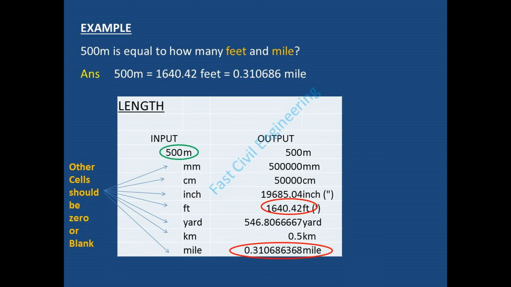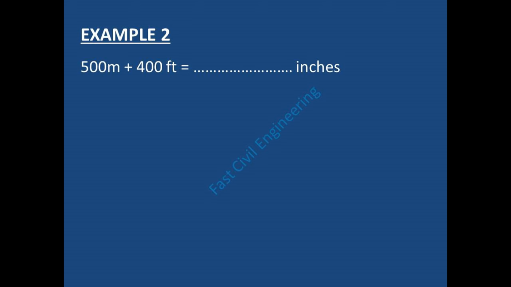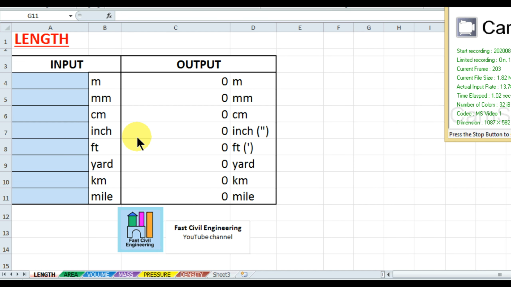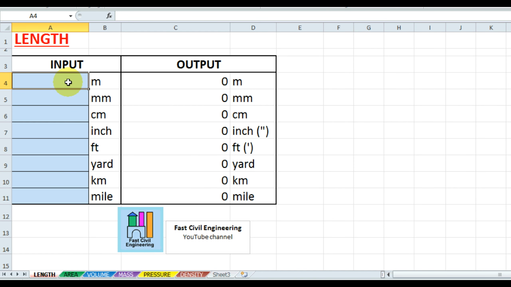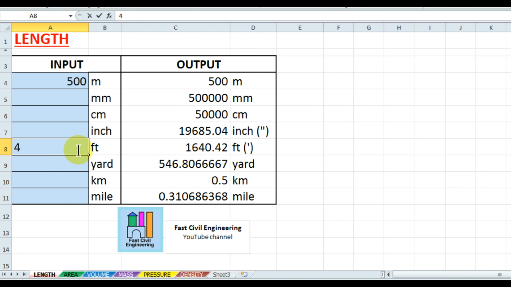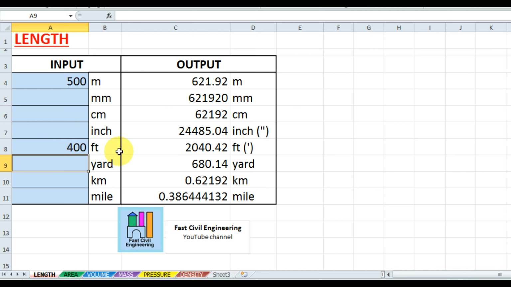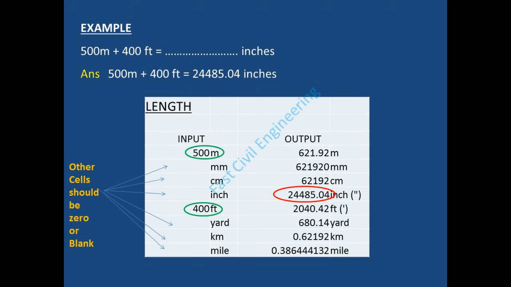Example 2. 500 meter plus 400 feet is equal to how many inches? Answer is equal to 24,485.04 inches.